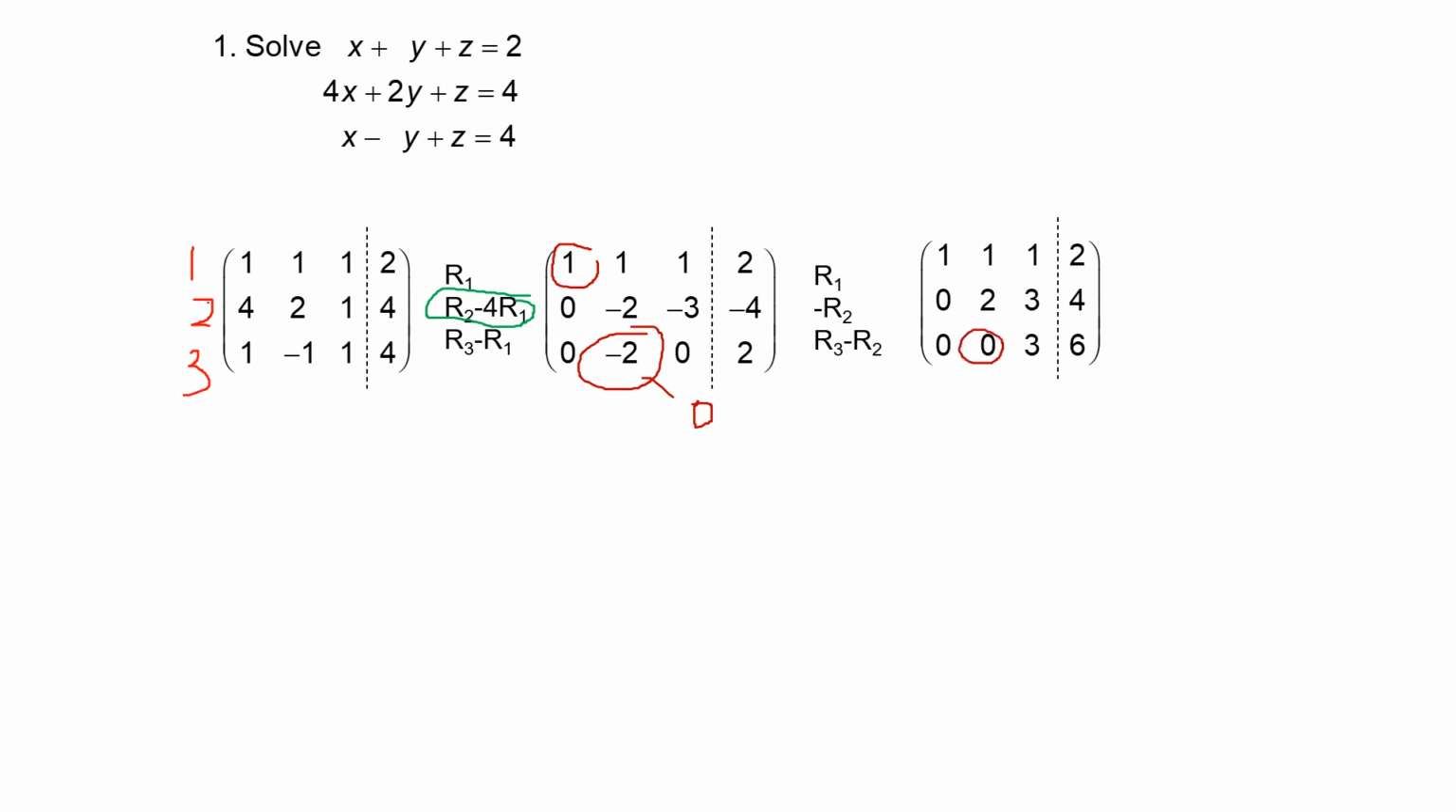And the other values on the same row must follow the same operation. So it will be 0 minus 0, negative 2 minus negative 2, you get a 0, and then 0 minus negative 3, you get a 3, and 2 minus negative 4, 2 plus 4, you get a 6. Okay, so in this case, then you've got the triangle form.